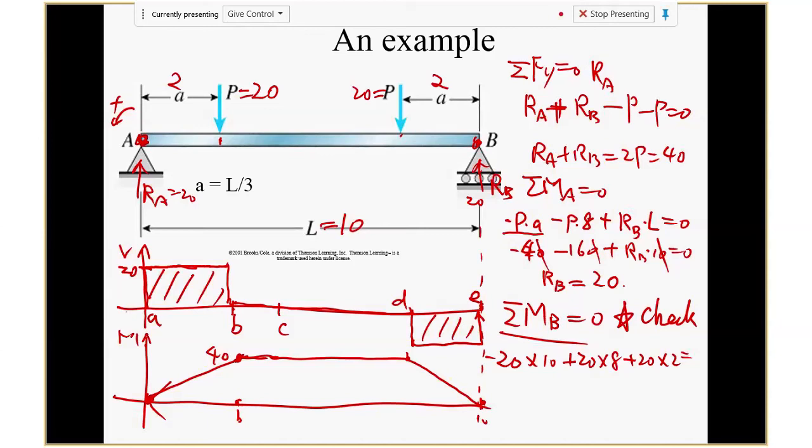When you say jump, what do you mean? If you have a constant force, the shear force will jump. The moment diagram will jump if you have a constant moment. And here we only have a constant force, so only the V diagram will have a jump. We'll have another example with a moment that you'll see. All right, any questions here?